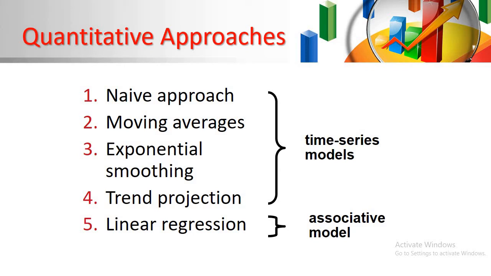What exactly is a time series model? All the approaches in the time series model, for instance, moving average or exponential smoothing, depend upon time as an important factor while considering a forecast. But in the associative model, it is estimated that there is a relationship between two items. Whatever items we consider, there is a relationship between those two items, and we forecast on that. That method is called linear regression.